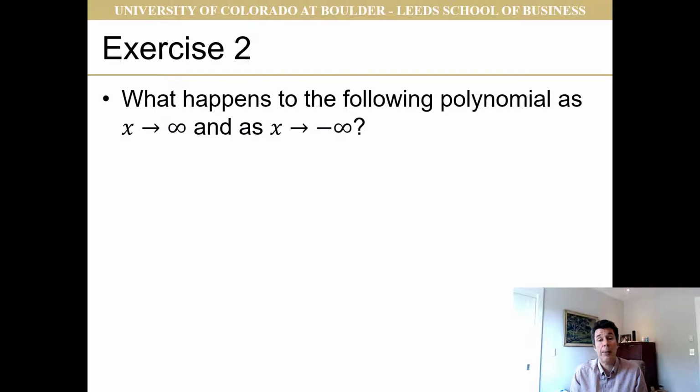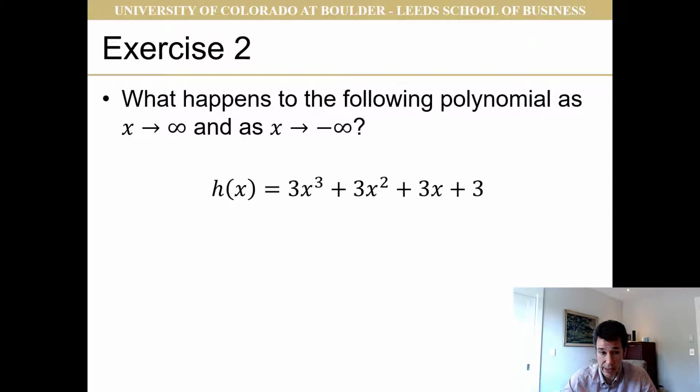Okay, so what happens to the following polynomial as x goes to infinity and as x goes to -infinity? X becomes really large and positive, and x becomes really large and negative. All right, we look at that first term, right? The leading term is all that matters, right?